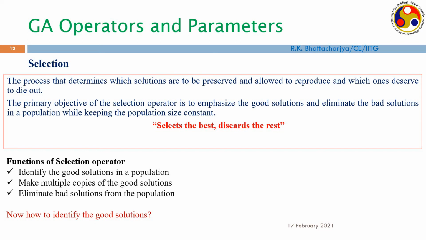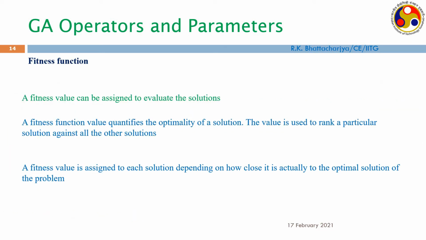So let us see how we can identify a good solution. For identifying a good solution, I need a fitness function. A fitness value can be assigned to evaluate the solution, is it not? So for a particular solution, the fitness function will assign a value to evaluate that solution. Based on that value I can say that this solution is good, this solution is not good, or this solution is relatively good. I can do that using a fitness function.